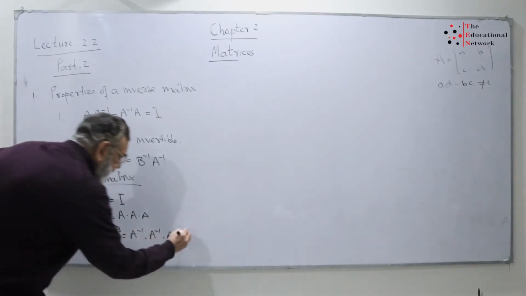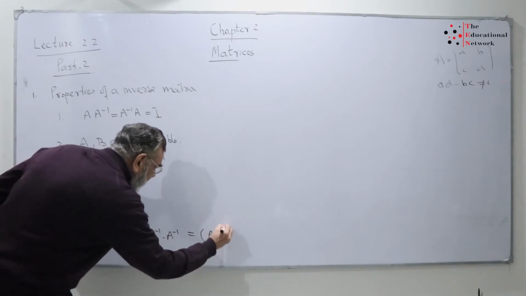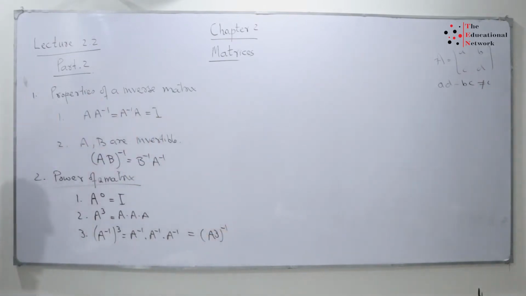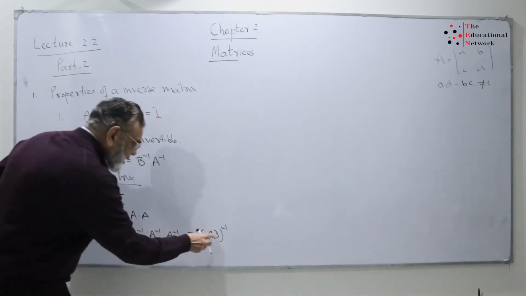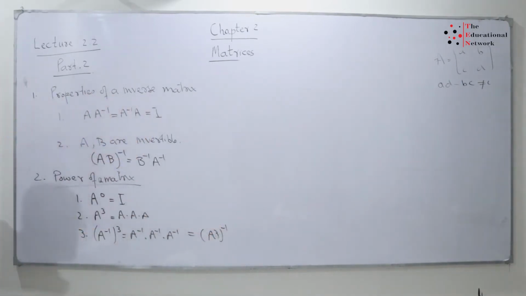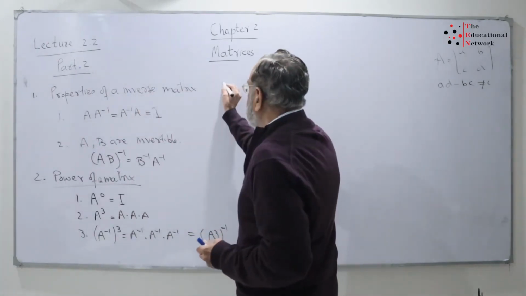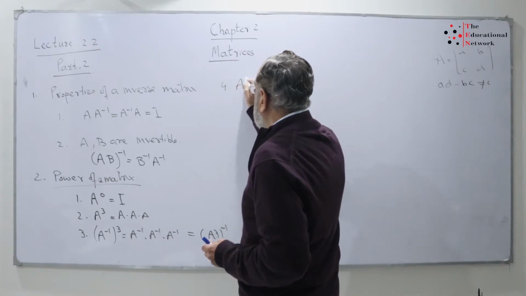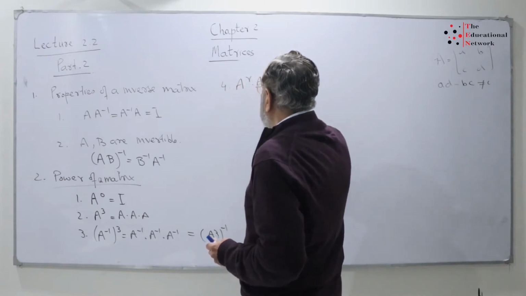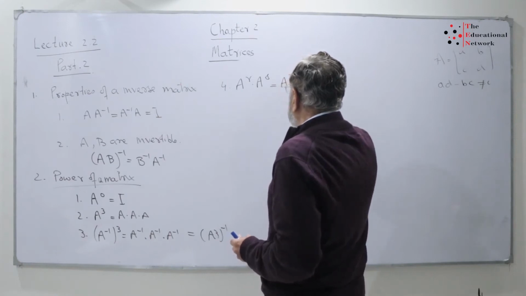We can also write this as A to power 3 to power minus 1. We can write the power of A, and then just take the inverse of that one. We get the same result. So we have a property here, number 4. We have A to power R into A to power S. As in the power rule, the same applies here. We have A to power R plus S.